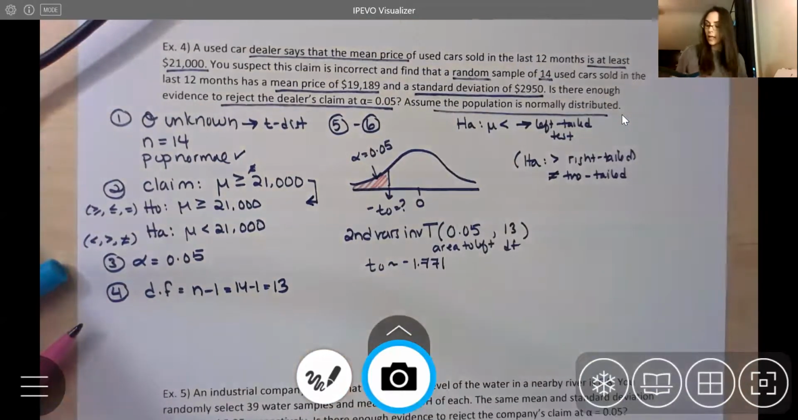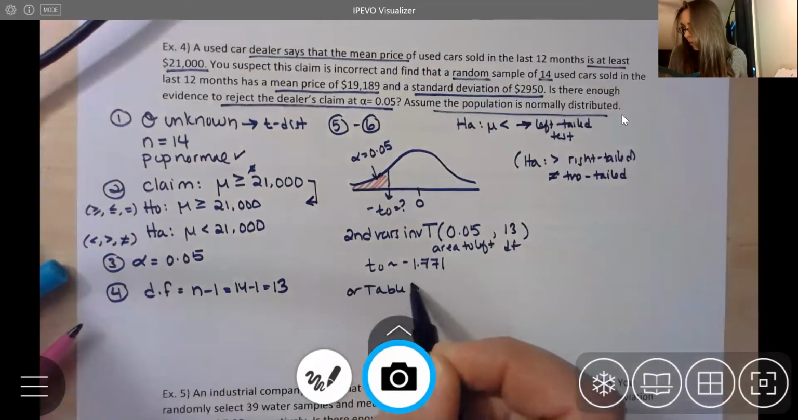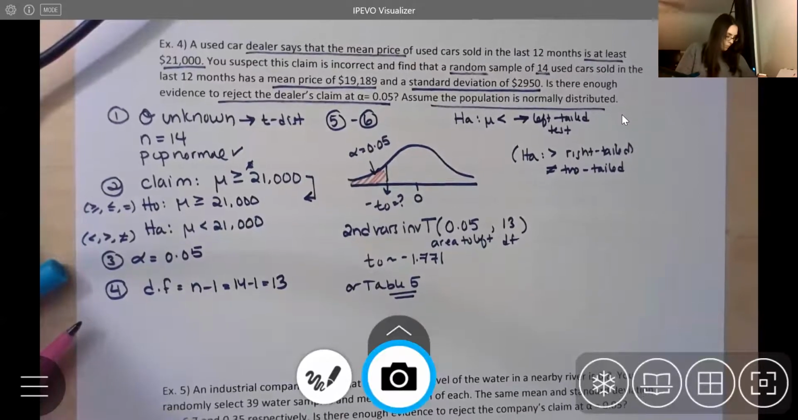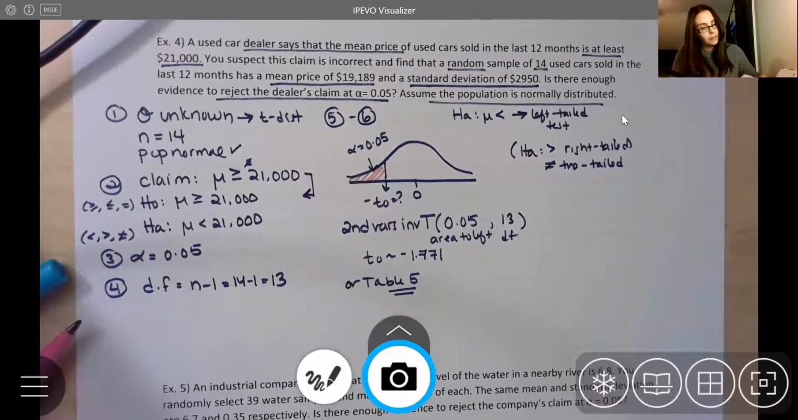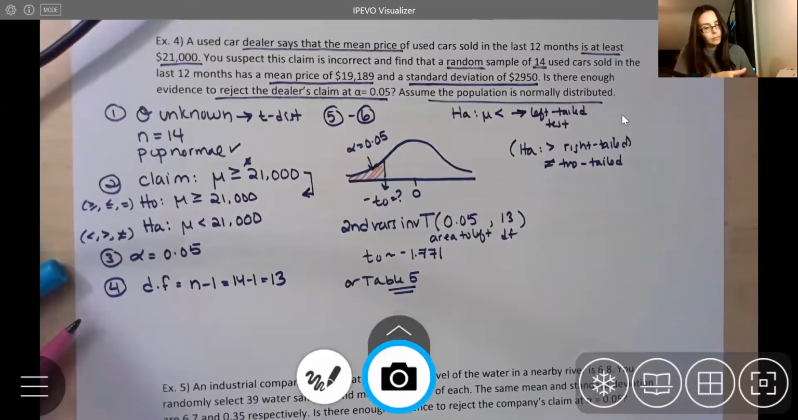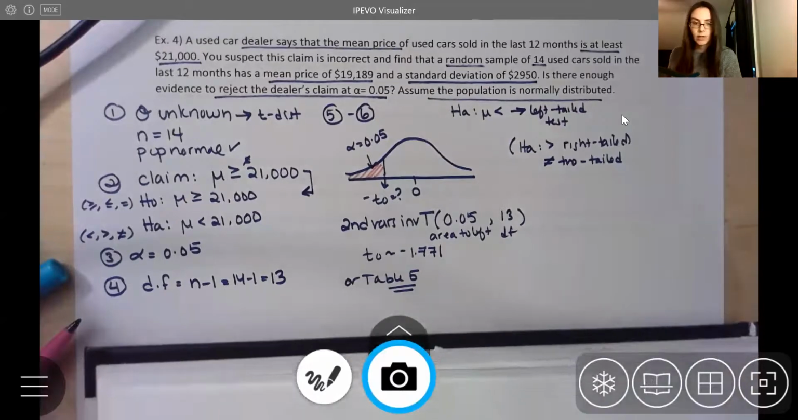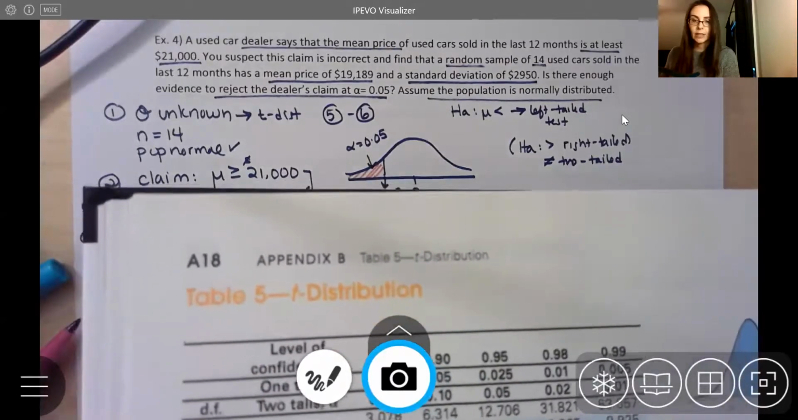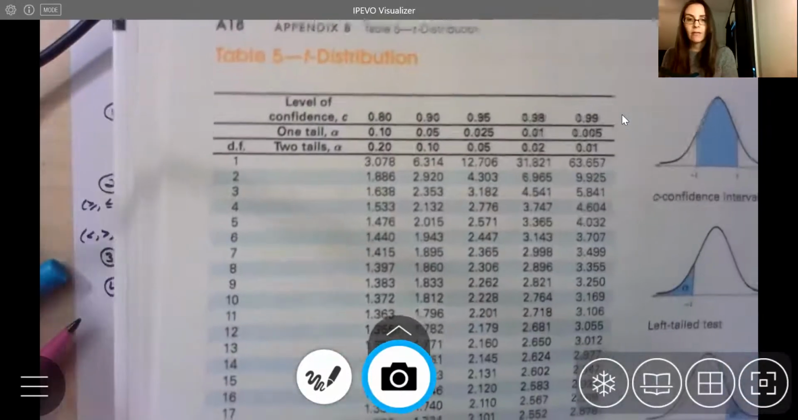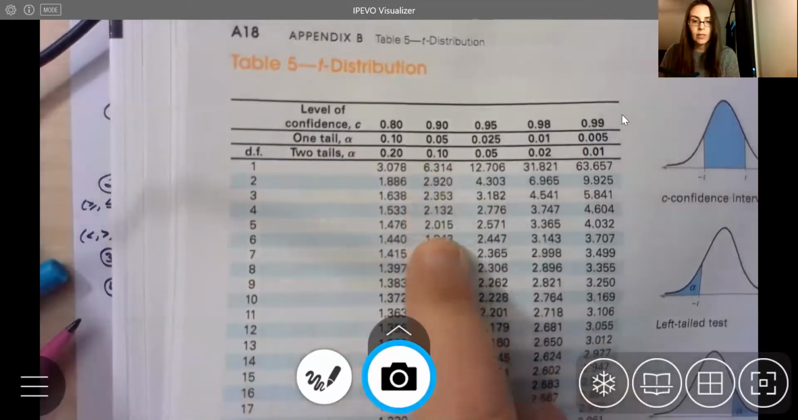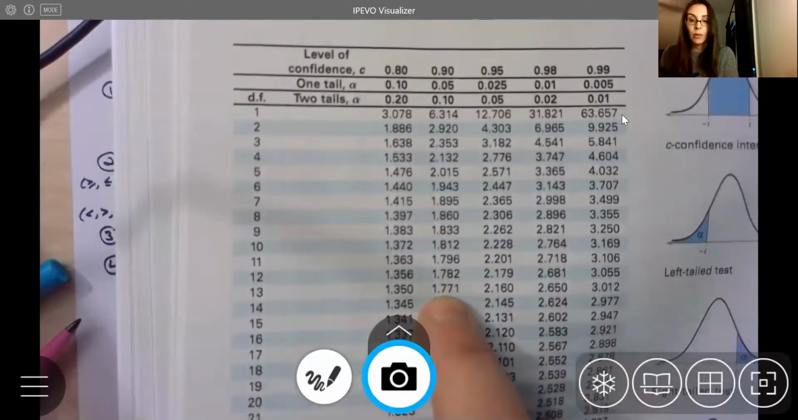If I don't like using my calculator, you can use table 5 in your text. So table 5, let me see if I can show you on camera. So here's table 5. We do need to know our degrees of freedom is 13, and we also need to know that we have a one-tail test here, right? Because there's only coloring on one side, and the alpha is 0.05. So I'm looking at the one-tail alpha, so that would be 0.05, and then I'm going down to degrees of freedom 13, which you can see is 1.771.